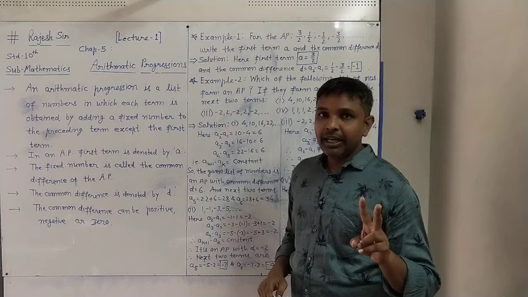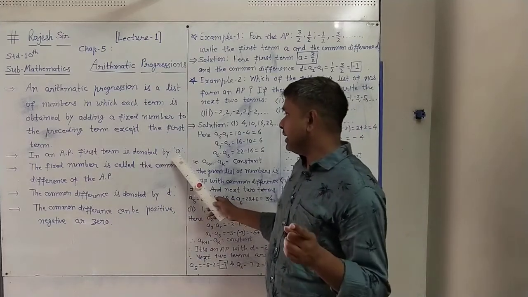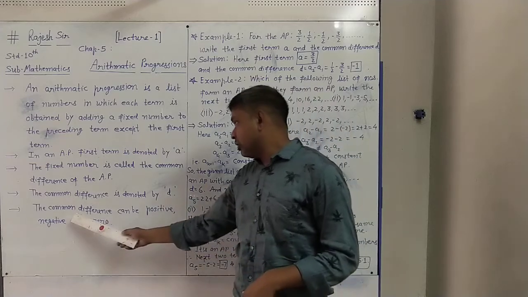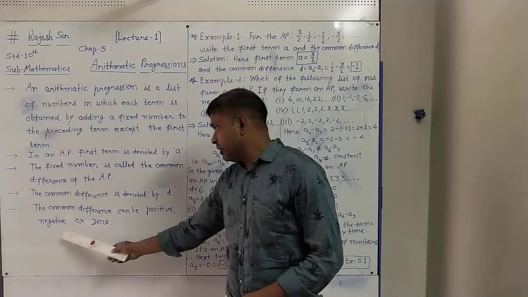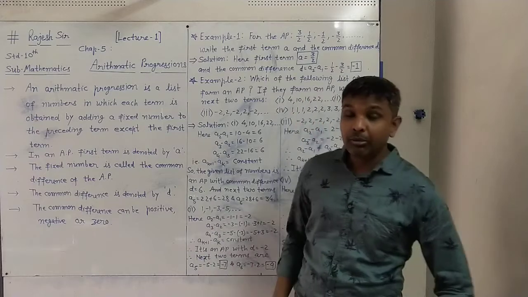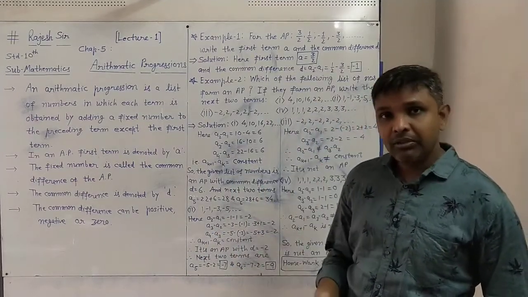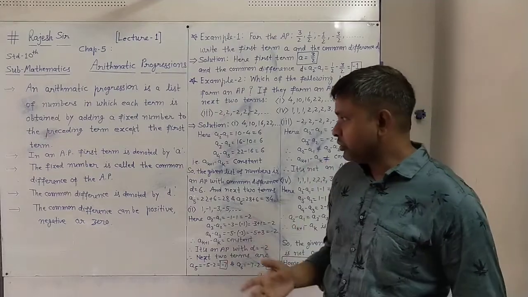So two symbols we have here: for the first term, a, and for the common difference, d. The common difference can be positive, negative or 0. It is not necessary that it should be positive only. It may be positive, it may be negative or it may be 0.